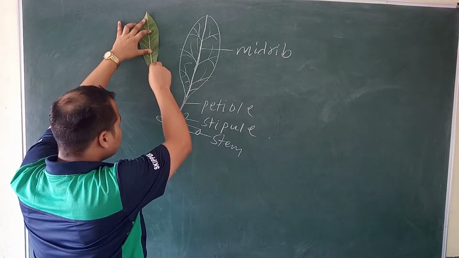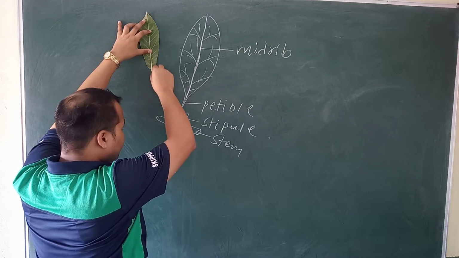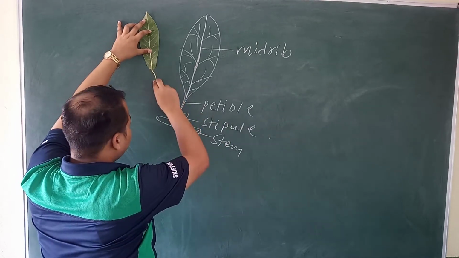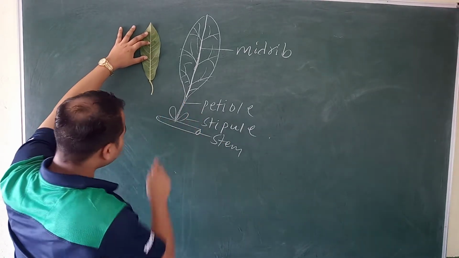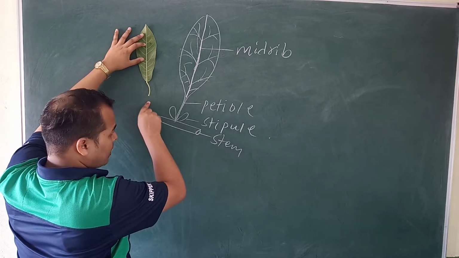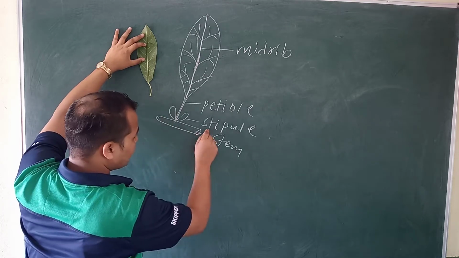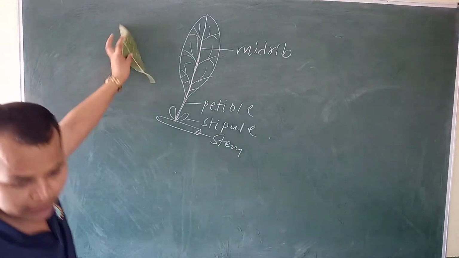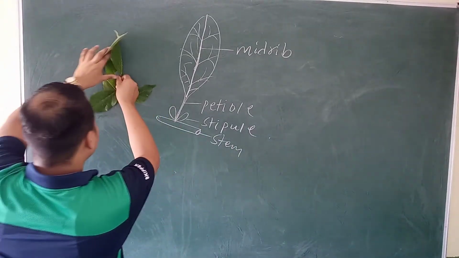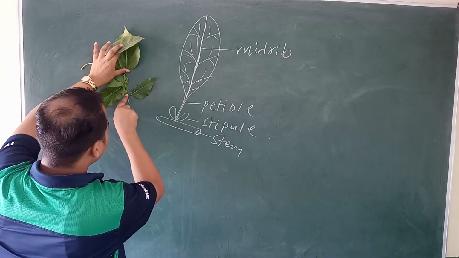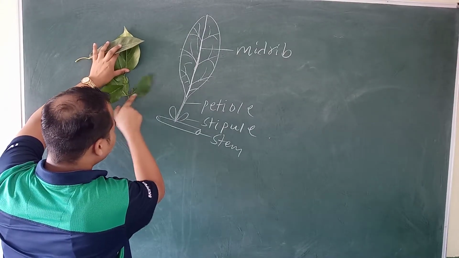And this is called the petiole. From the petiole, some leaves are released, and this is called the stipule. And this is called the stem, the main stem. From the main stem, the leaves arise.